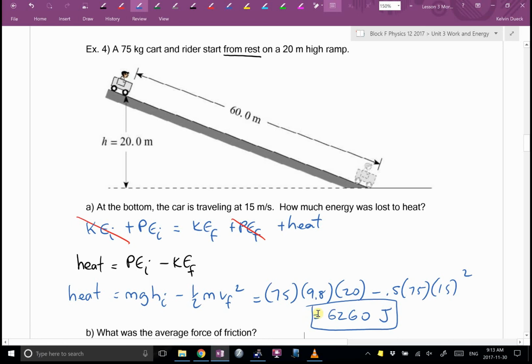What I really like about this question is part B. Chang, what does part B want me to find? Friction is what times what? Did they give me a mu? Oh. What did I find in part A, Chang?